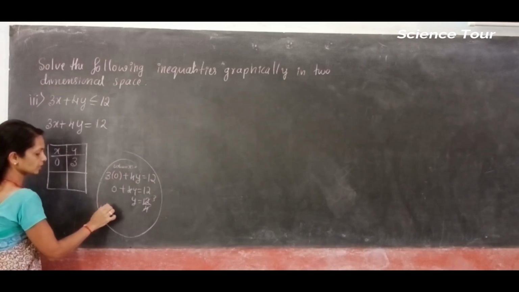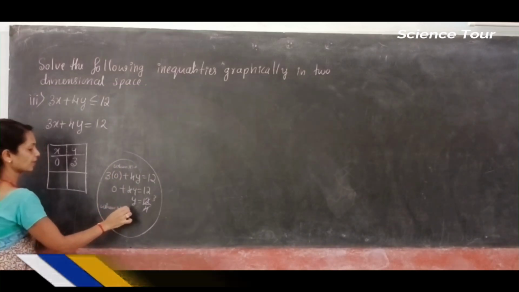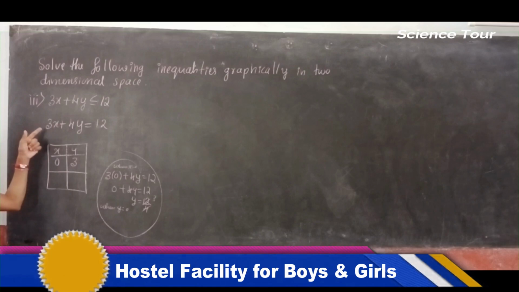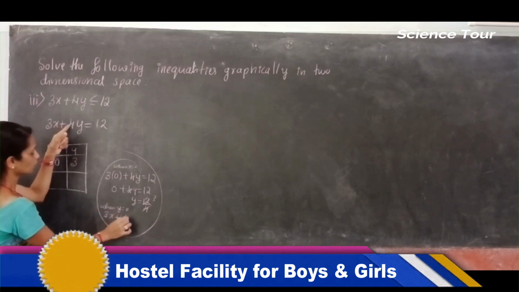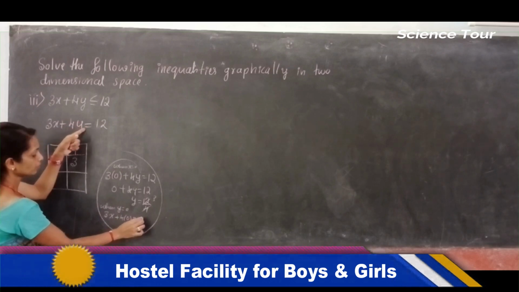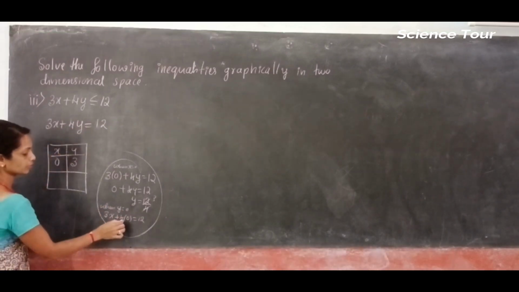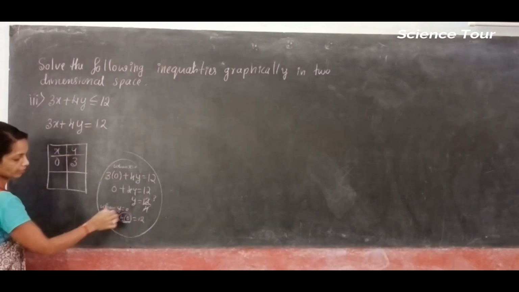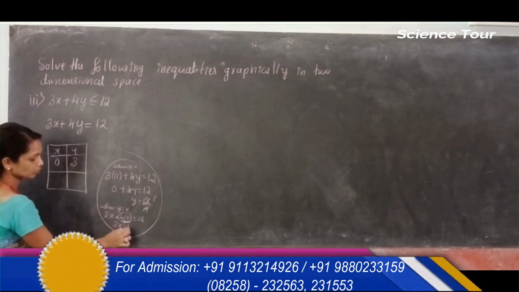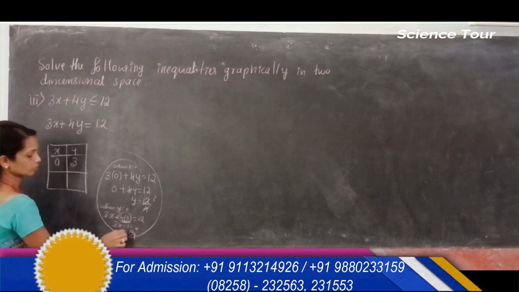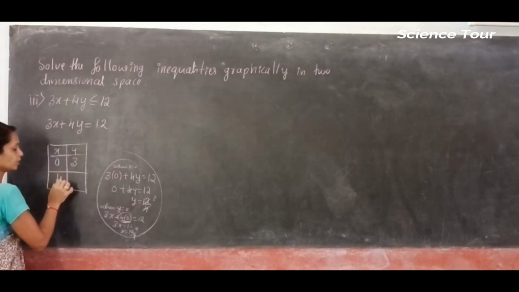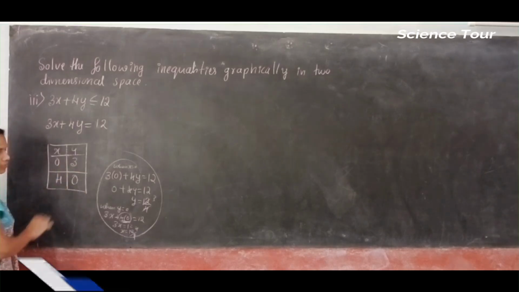Next, when y is equal to 0, what will you get in this equation? 3 into x plus 4 into 0 is equal to 12. 0 into anything is 0, so this term will vanish. So you will get 3x is equal to 12. So x is equal to 12 by 3, 3 times 4 is 12. So x equals 4, and you have to enter it in the x place, where we took y equal to 0.